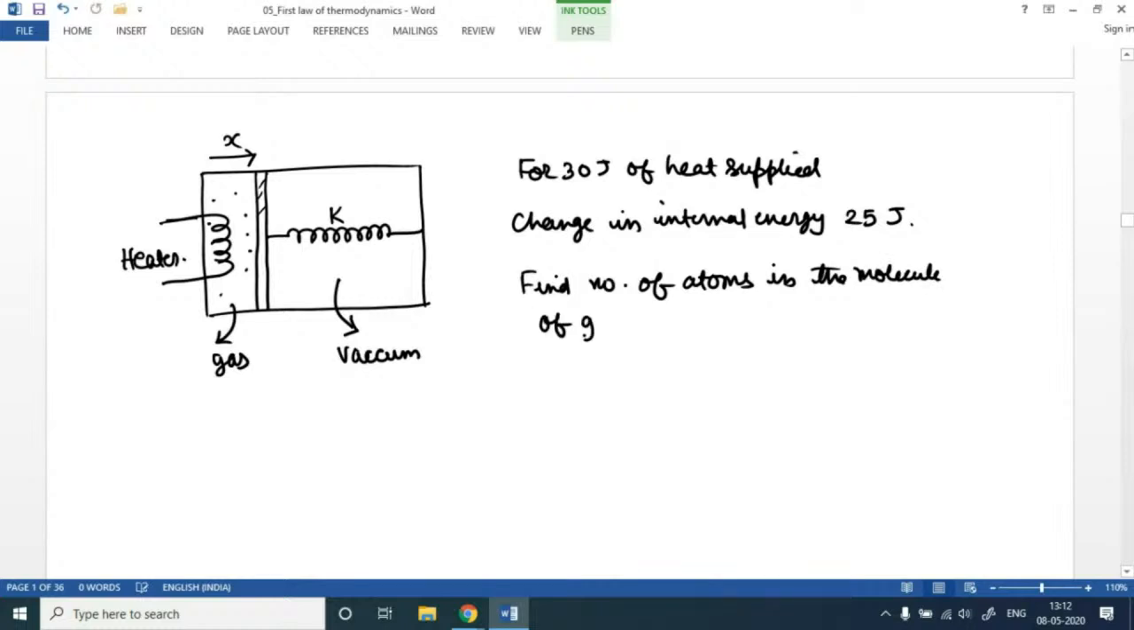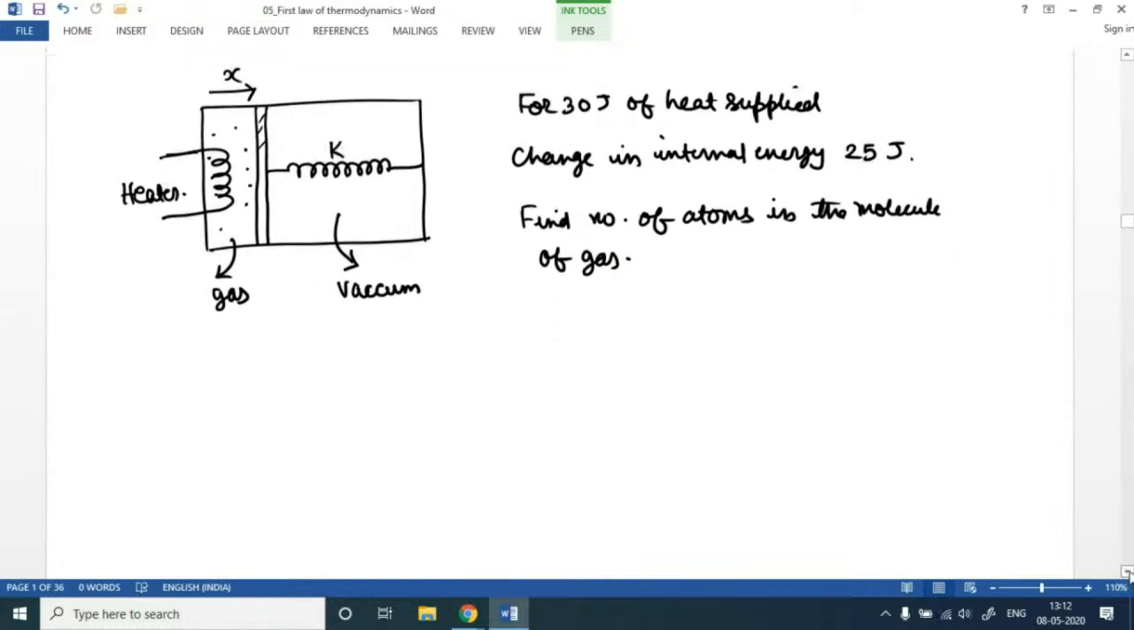So basically, we have to find out the atomicity of the molecule, whether it is monoatomic, diatomic or polyatomic. We could find that out if we are somehow able to find the value of gamma, because we know for what value of gamma which type of gas is there. Okay, so how do we approach this problem? This problem is a very unique example of a polytropic process.